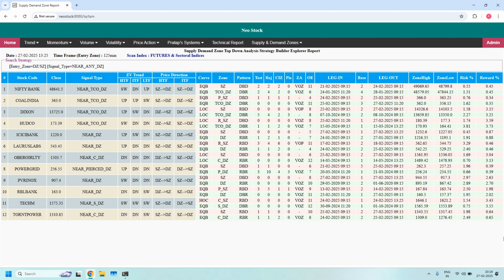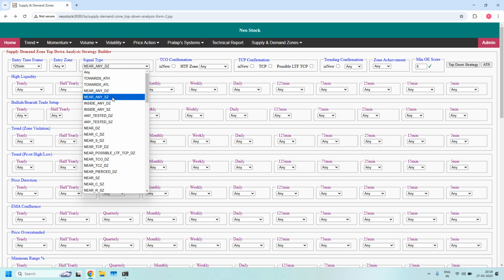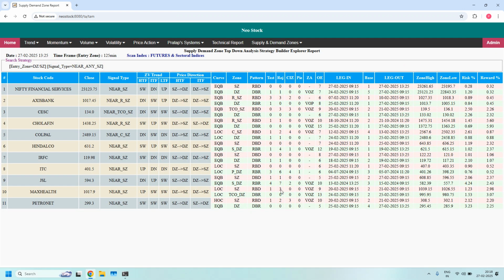12 stocks are filtered. Next, 125 minutes time frame, stocks near the 125 minutes supply zone. We got 11 stocks.